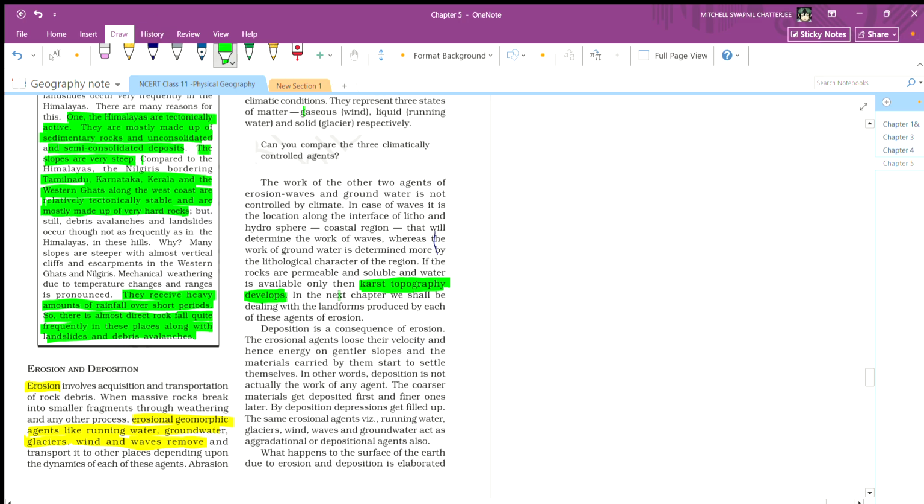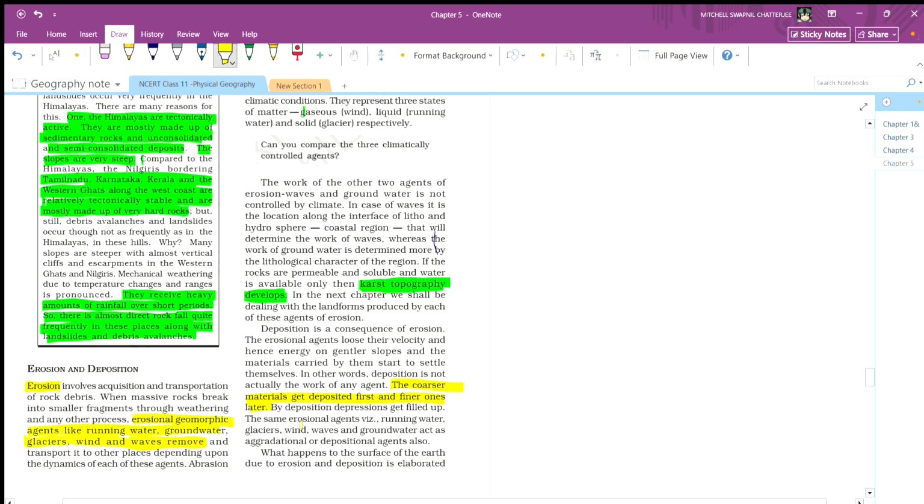Deposition is a consequence of erosion, when the erosional agent loses its velocity. Deposition is not actually the work of any agent. The coarser the material, the sooner it gets deposited, and the finer ones later. By deposition, depressions get filled up.